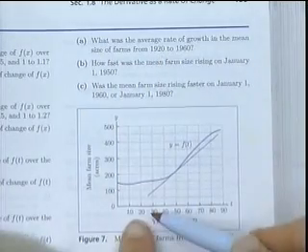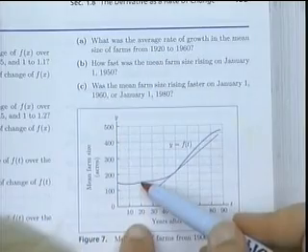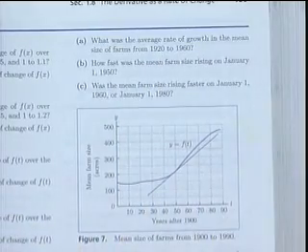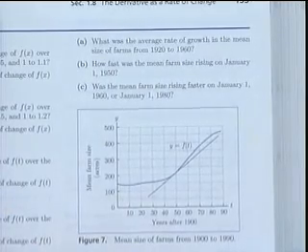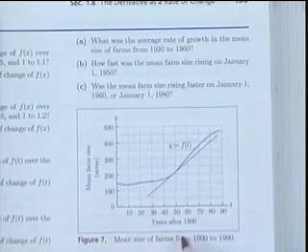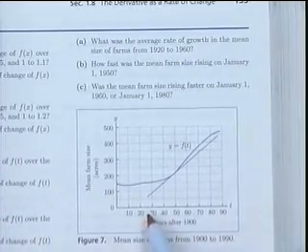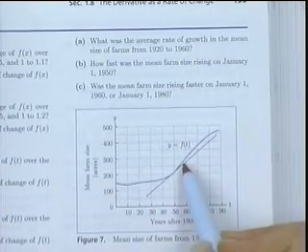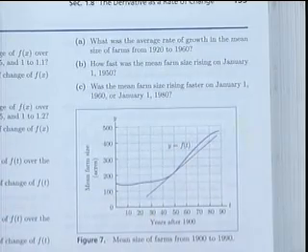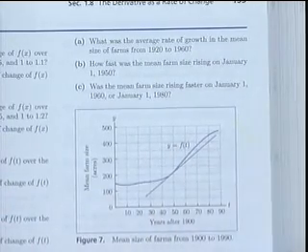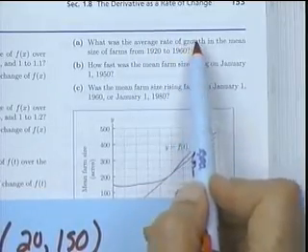So 1920, let's see if we can guess what that is. In 1920, it looks like there were 150. So we have 20, 150. We have to remember that this 20 represents 1920. And 1960, that looks like 300, doesn't it? So we have 60, 300. Now we want the average rate of growth.